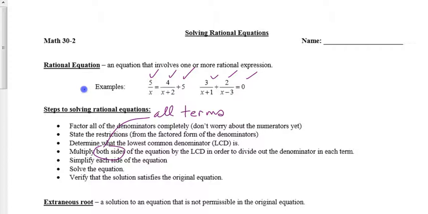We then simplify each side. Okay, so we're now going to have an expression we need to simplify. Then we solve the equation. If it's linear, we're just solving for x. It could be quadratic. We're solving, again, for x, but it might have an x squared. And we'll verify that the solution satisfies the original equation. Okay, so it just means is it a solution too.